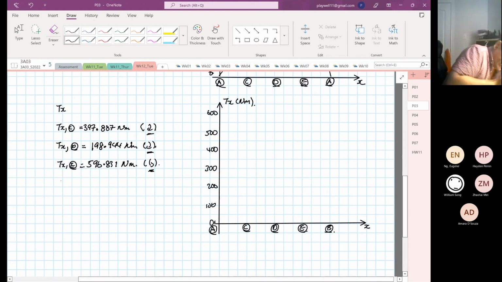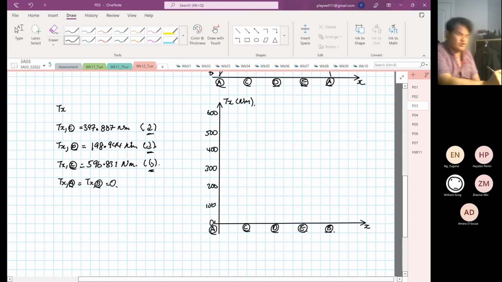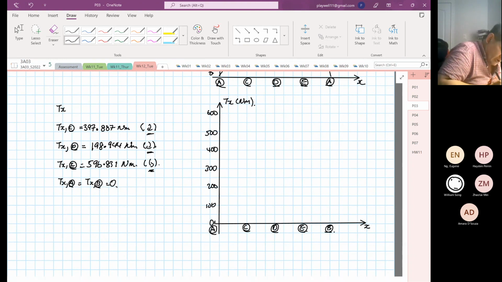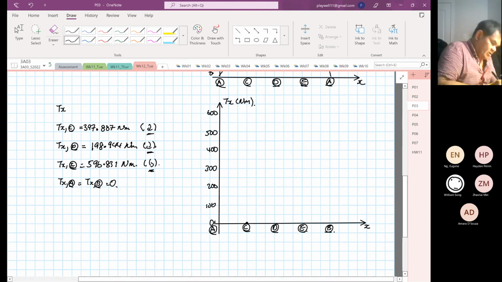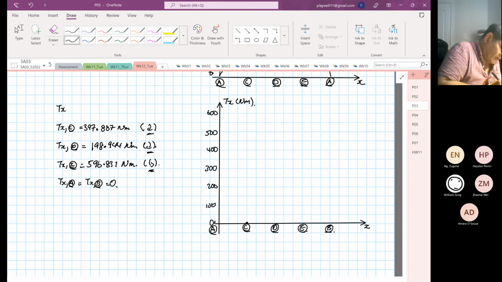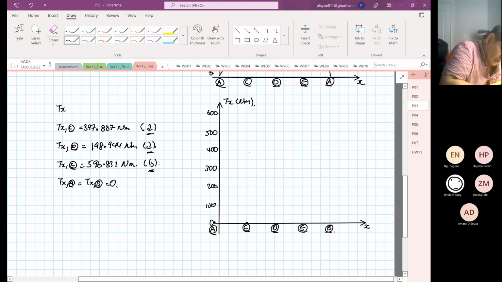So we know that TX at point A is equal to TX at point B. They are all completely equal to zero. So A to C is zero. C onwards to D, you have a profile that's 397.887.